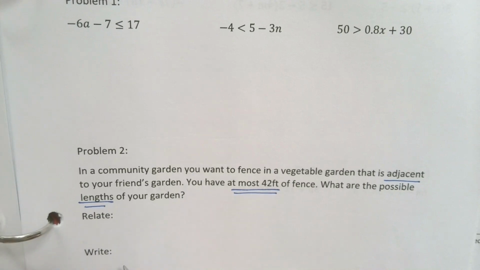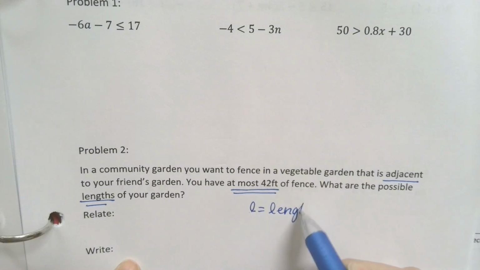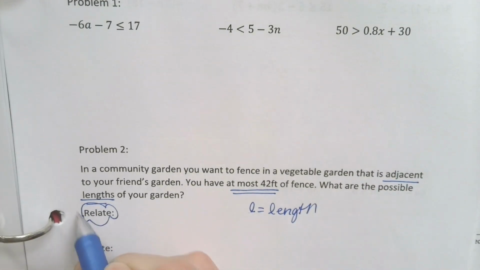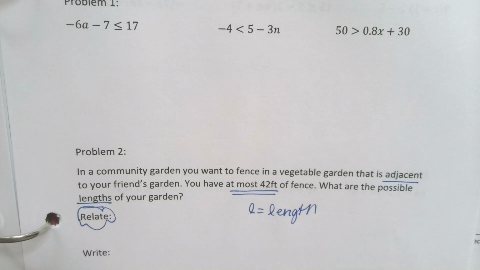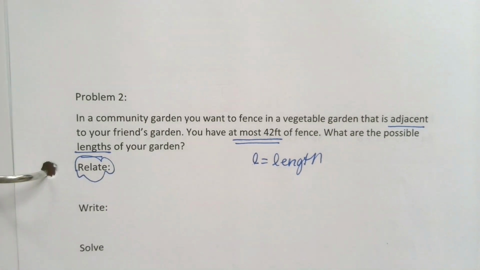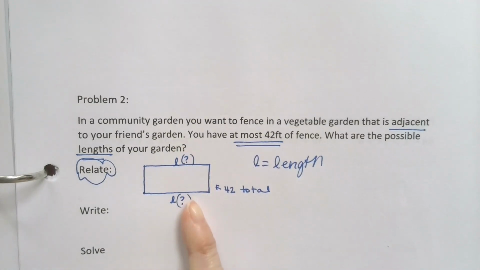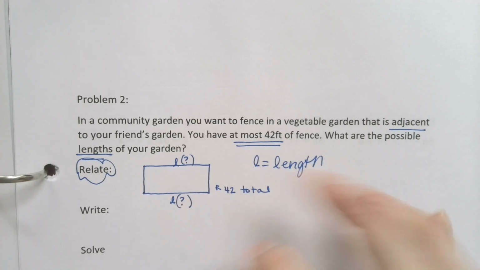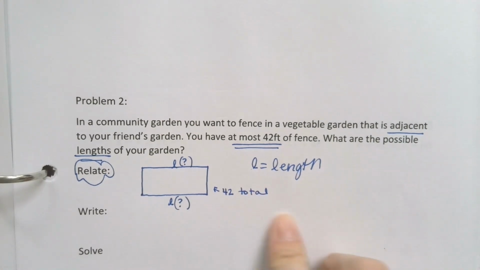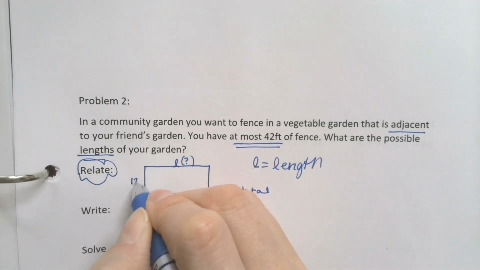So I'm going to write down here L equals length. When it says relate, a lot of times you want to take a minute and maybe draw a picture if you can, to get your head wrapped around it. Take a minute right now, pause the video, and see if you can draw a picture of what that might look like. So far, this is the only information that we have. We know that we've got these two lengths. We know that it's going to be up against another garden and that the total is 42. What is missing here and would have been kind of helpful for you to know is that this is 12.